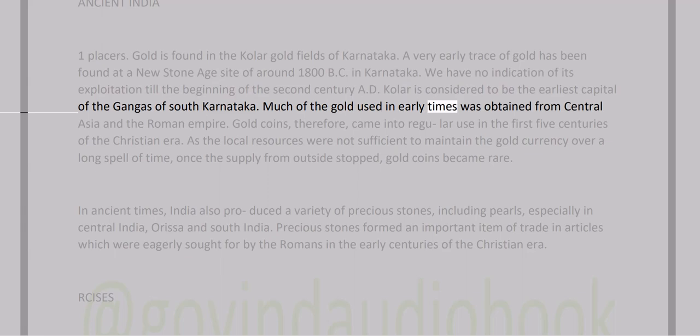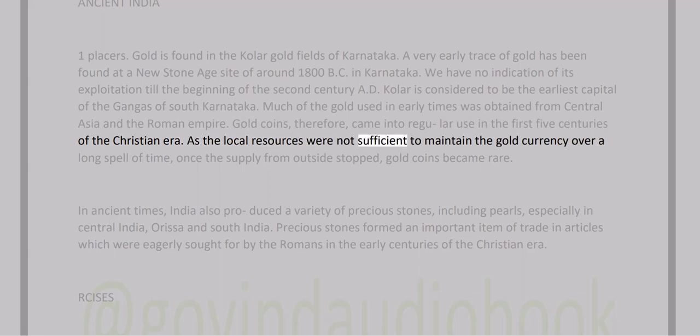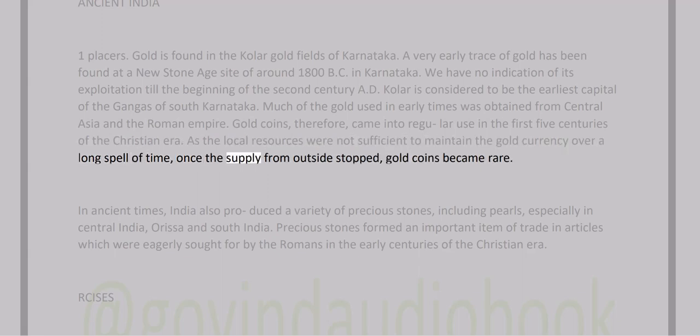Much of the gold used in early times was obtained from Central Asia and the Roman Empire. Gold coins, therefore, came into regular use in the first 5 centuries of the Christian era. As the local resources were not sufficient to maintain the gold currency over a long spell of time, once the supply from outside stopped, gold coins became rare.